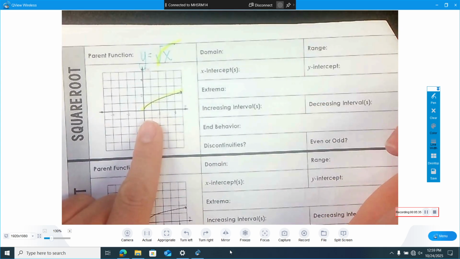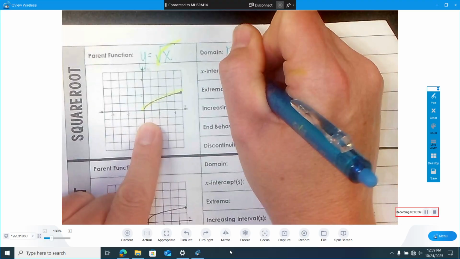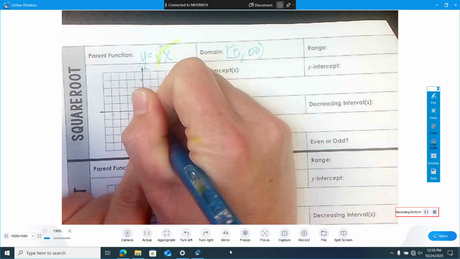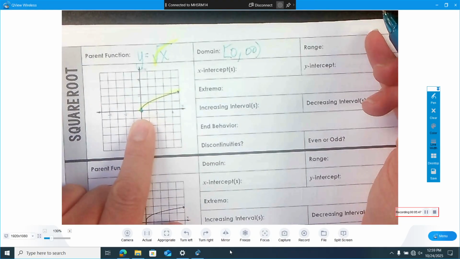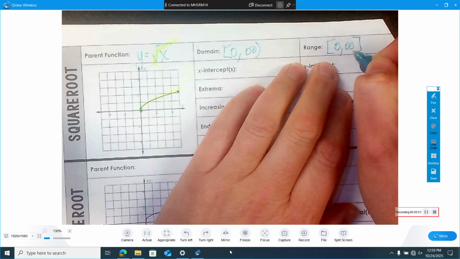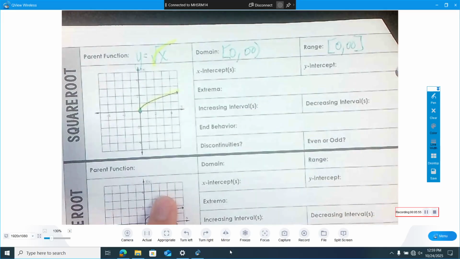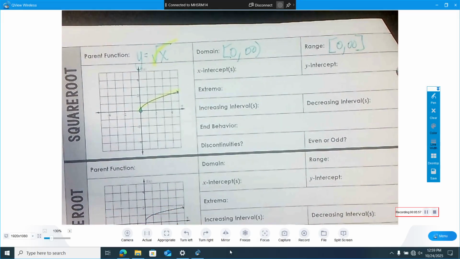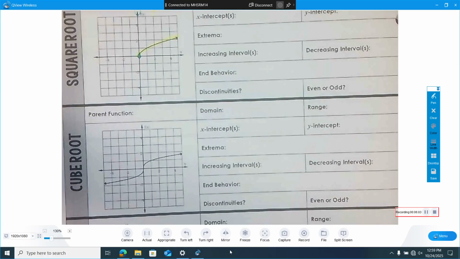What's the domain on this one? 0 to infinity, bracket at the 0. There is actually, the square root of 0 is 0, so it's really there. What's the range? 0 to infinity, same thing, 0 to infinity. Again, how low does it go? Right to 0 on the y-axis, and then forever up. All right, so this I like to call the square root swoop. It is not even or odd, so great.